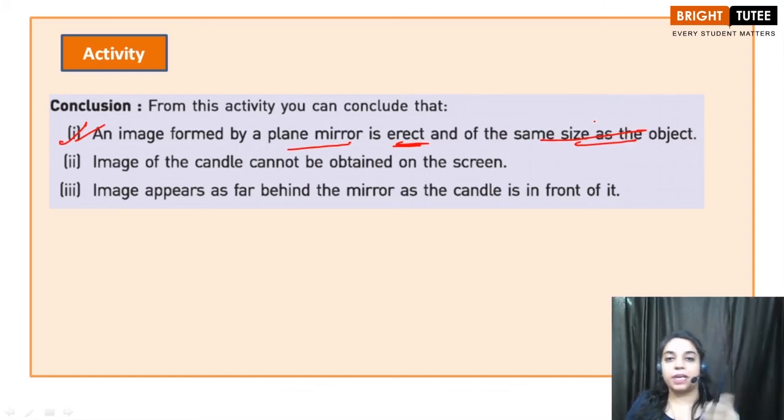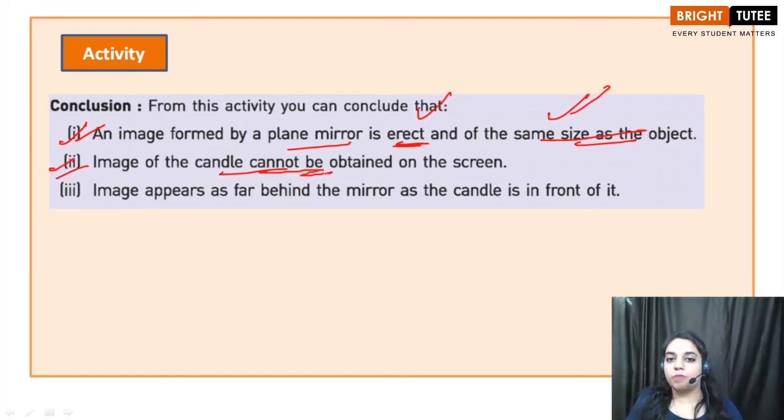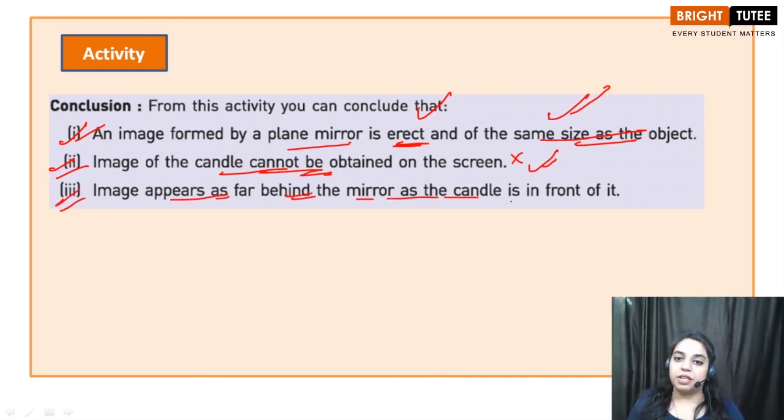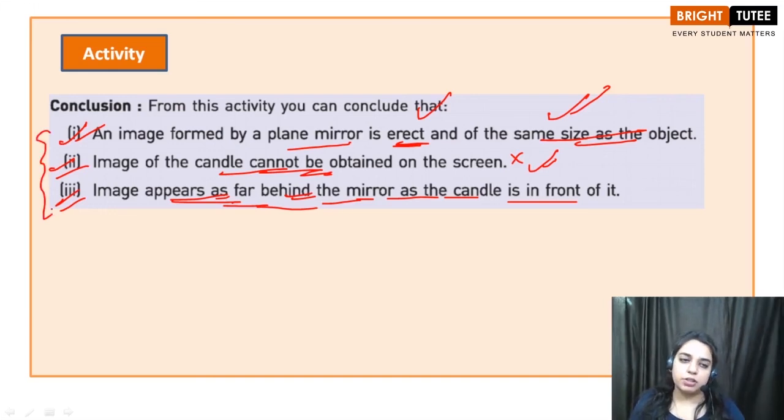Okay, if you have placed the pen like this in front of a plane mirror, its image will be formed exactly like this, it won't be formed the other way. So the image is always erect and of the same size. Then the image of the candle cannot be obtained on the screen. So children, this image is always formed behind the mirror and it cannot be obtained on the screen. And finally, the image appears as far behind the mirror as the object or the candle is in front of it. So these are the conclusions from all the activities.